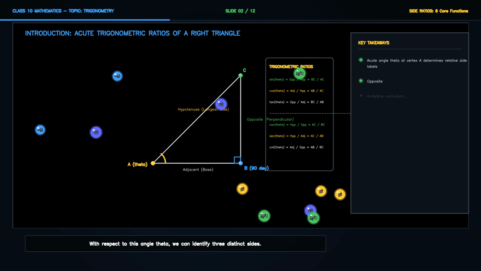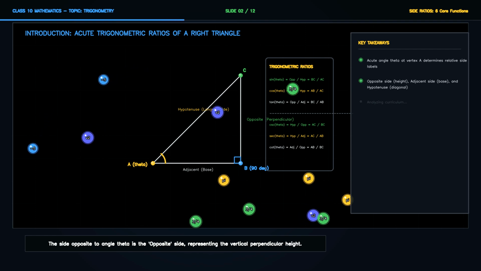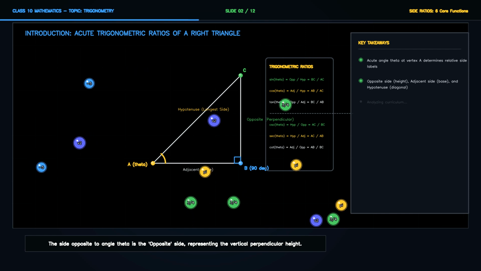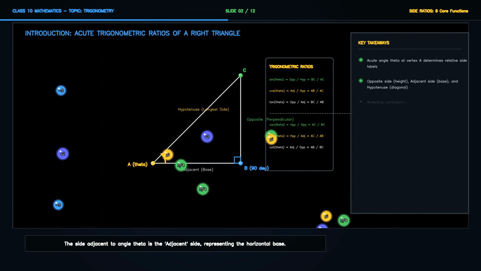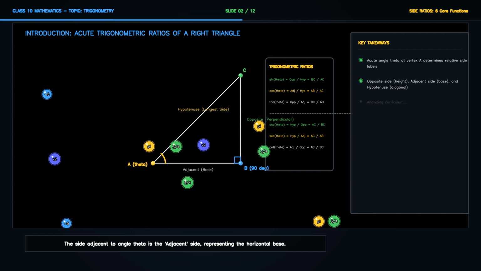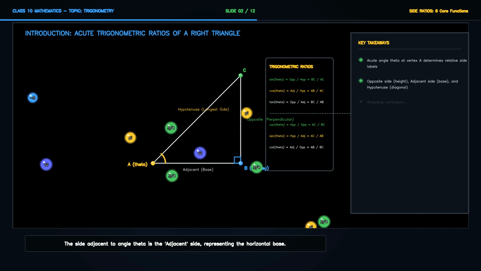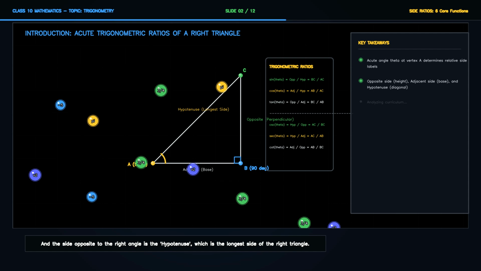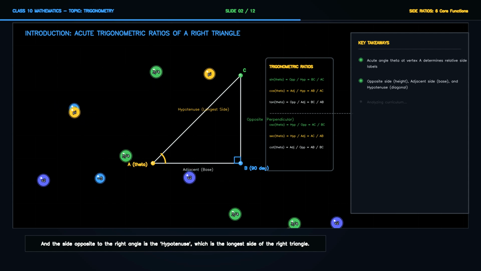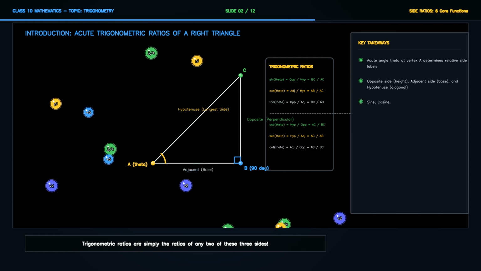The side opposite to angle theta is the opposite side, representing the vertical perpendicular height. The side adjacent to angle theta is the adjacent side, representing the horizontal base. And the side opposite to the right angle is the hypotenuse, which is the longest side of the right triangle. Trigonometric ratios are simply the ratios of any two of these three sides.